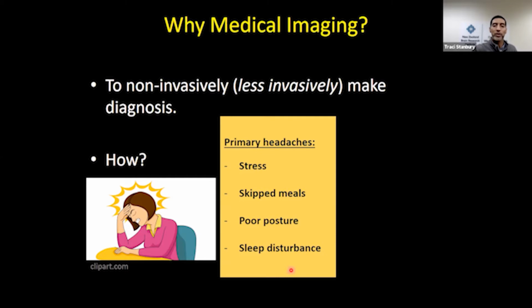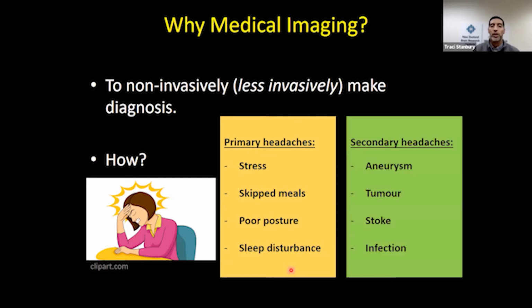Part two that could give you headache is the so-called biological or other changes, the pathological things that could happen inside our bodies. For example, you could have a tumor or stroke or infection or aneurysm. Aneurysm, by the way, is just damage to your blood vessel muscles, right?